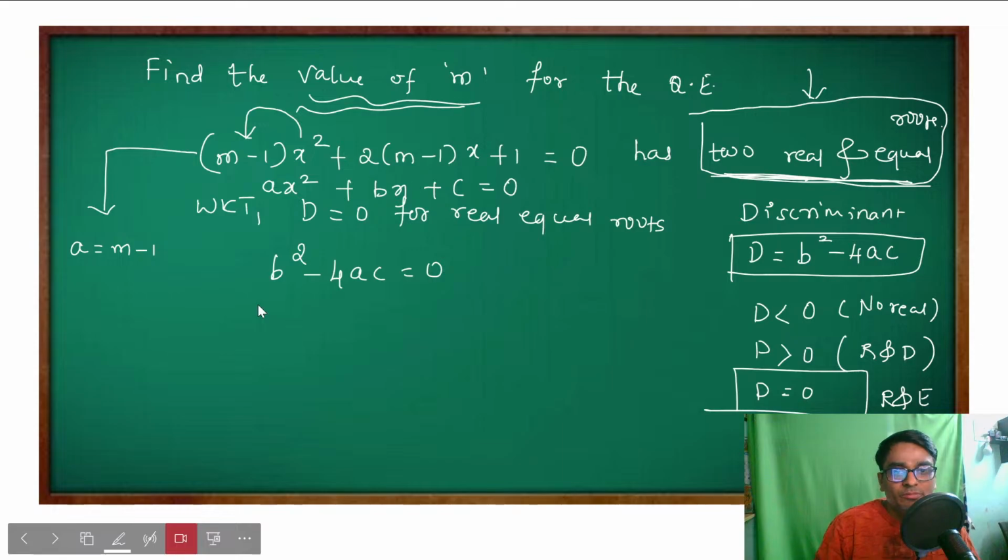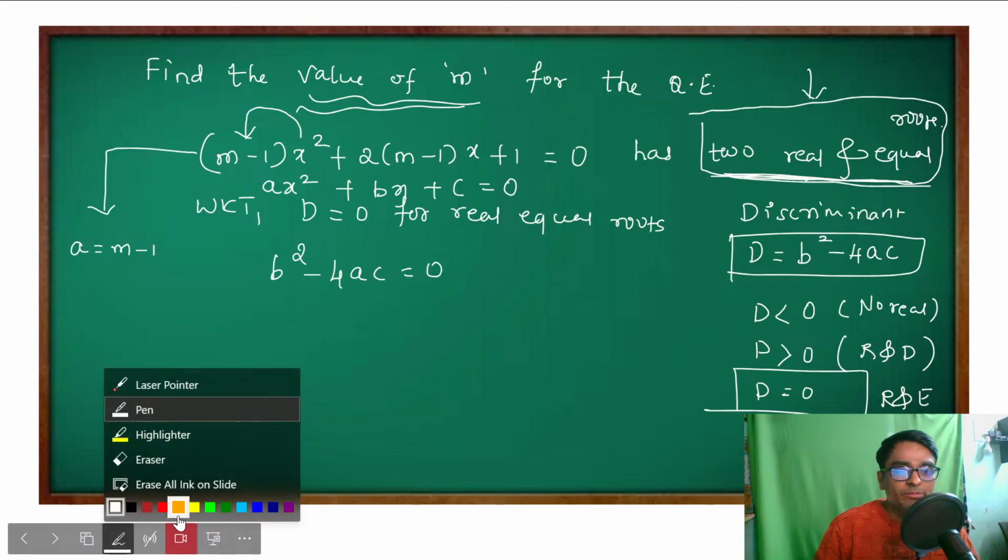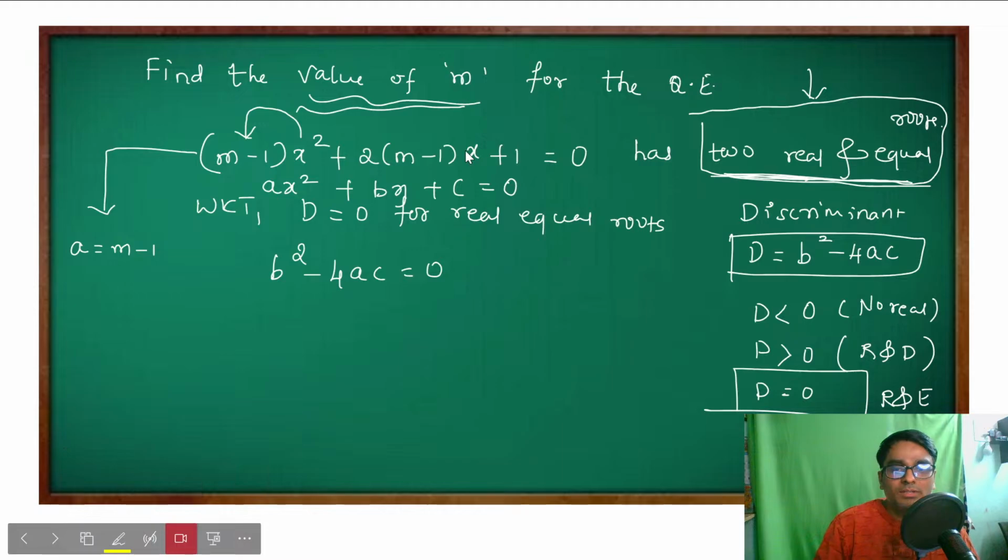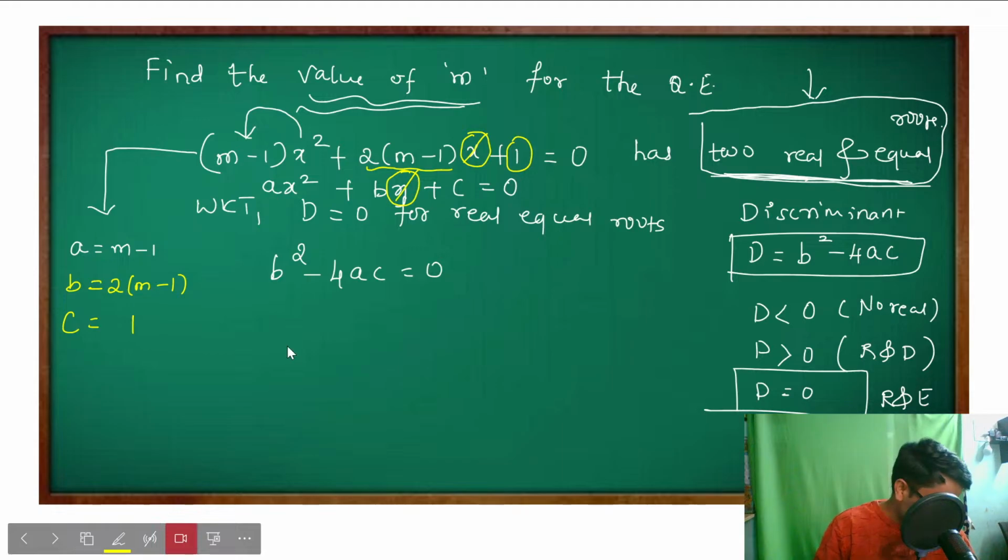Now in the place of b, who is there in the place of b? See, watch carefully. Students make mistake here. Just this is x, this is x. Leave these two x's, then whatever is remaining is your b. That means b is equal to 2 into m minus 1. Then what is your c? c is 1, the last number. Now let's substitute this here.